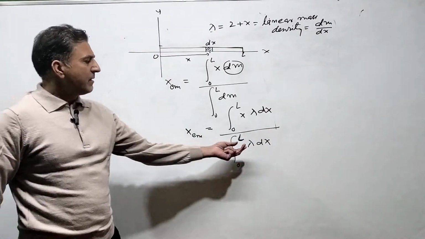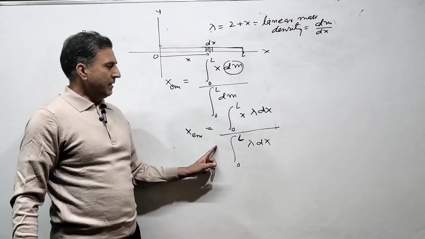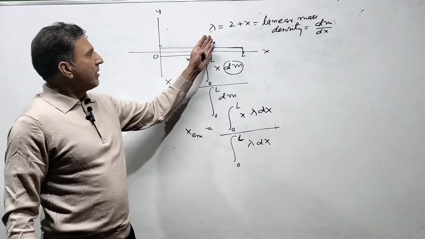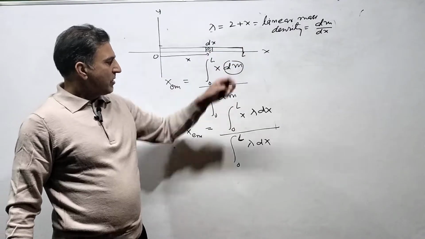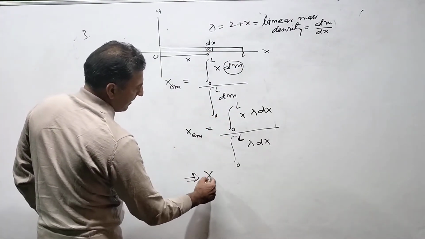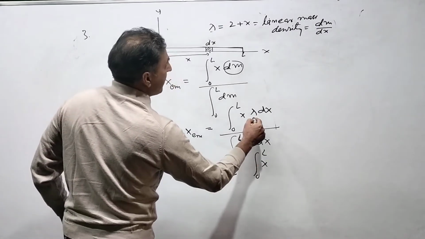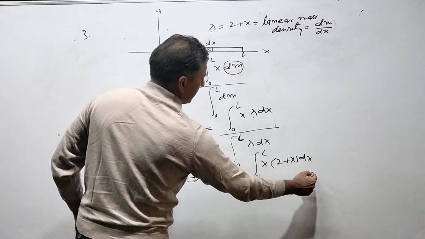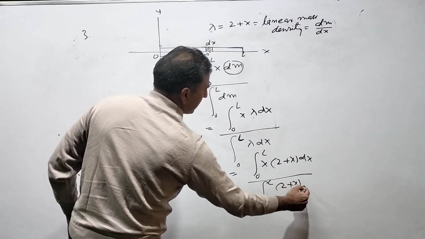But again, here you cannot take this lambda out and cancel it, because lambda is not a constant. The linear mass density varies with position, because x is here. So what we do is substitute for lambda. That implies xcm is equal to integral 0 to L of x lambda dx, where lambda is 2 plus x, divided by integral 0 to L of (2 plus x) dx.